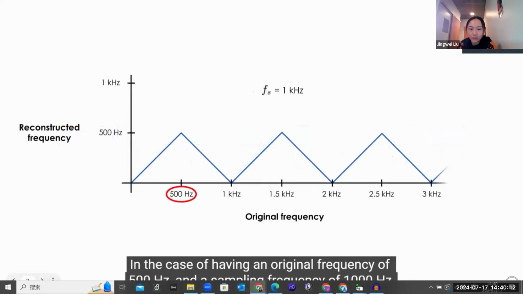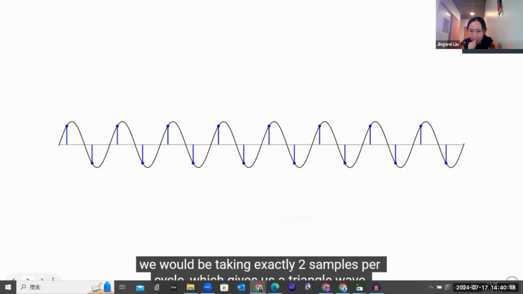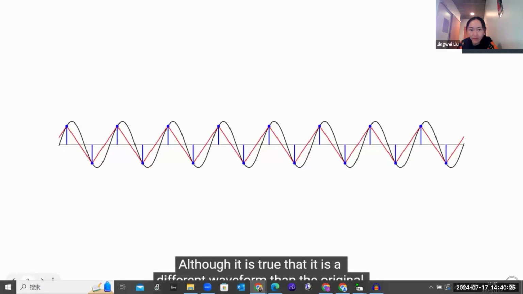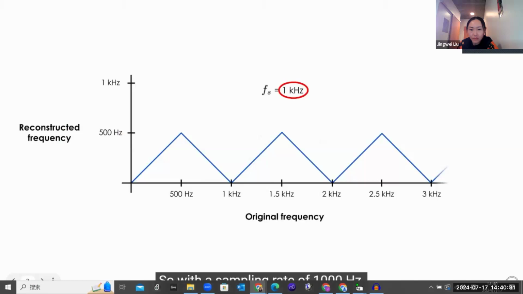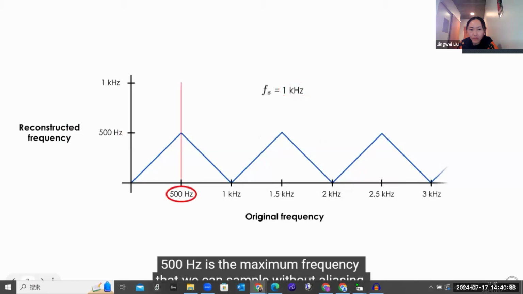In the case of having an original frequency of 500 Hz and a sampling frequency of 1000 Hz, we would be taking exactly 2 samples per cycle, which gives us a triangle wave. Although it is true that it is a different waveform than the original, at least it still has the correct frequency. So, with a sampling rate of 1000 Hz, 500 Hz is the maximum frequency that we can sample without aliasing.